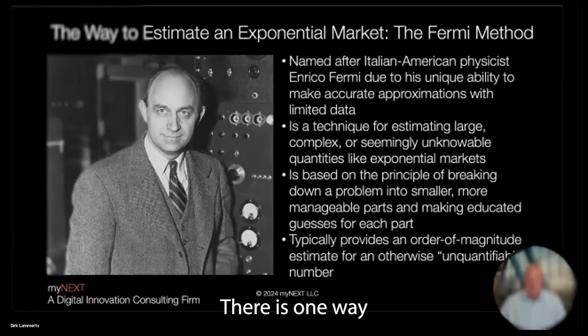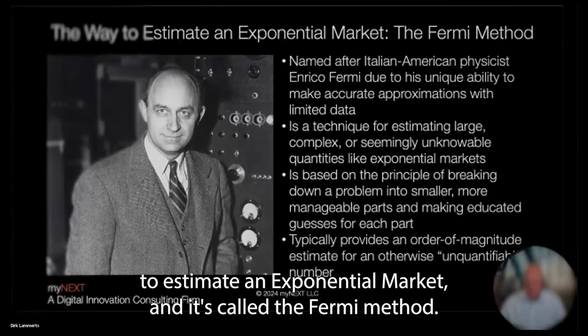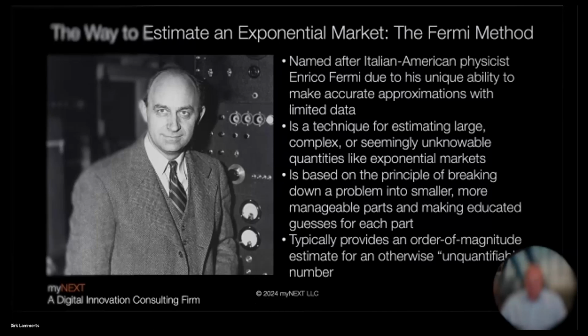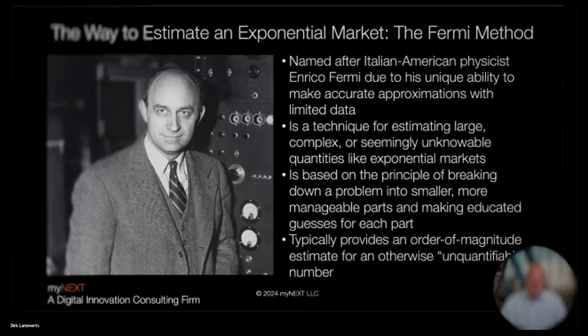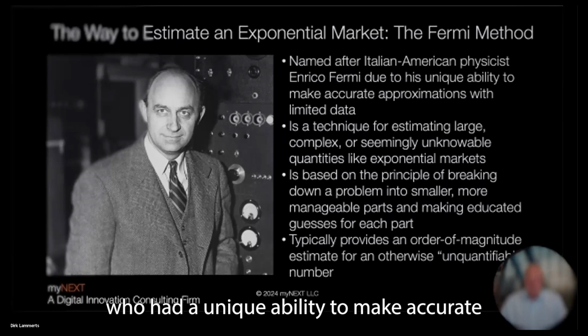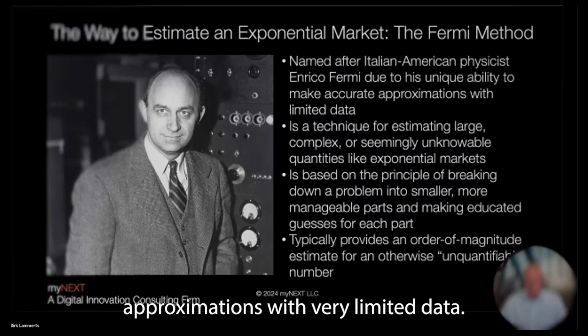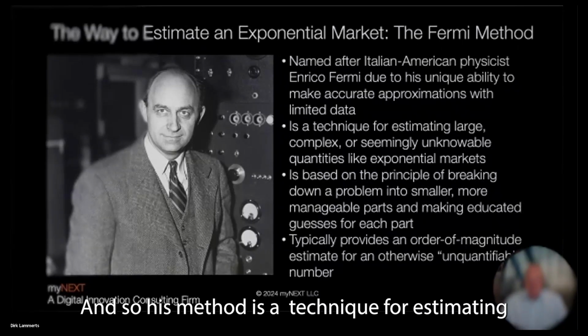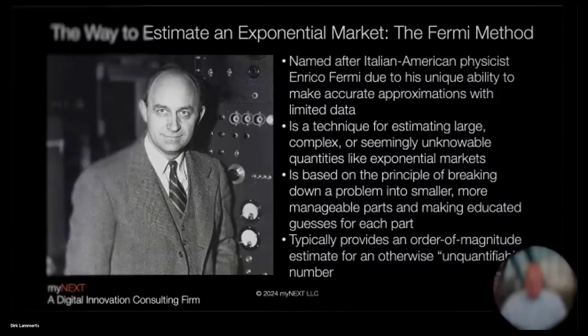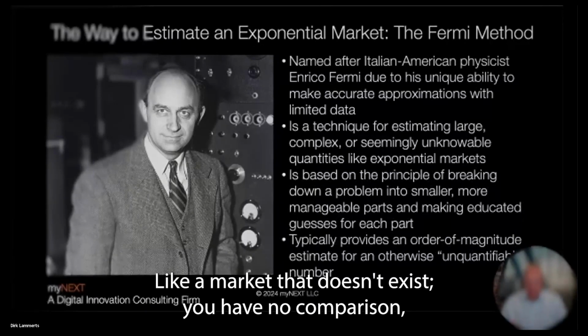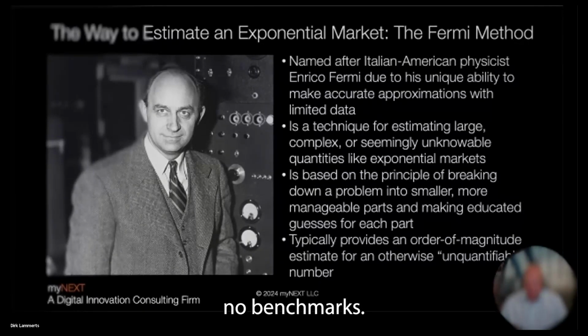There's one way to estimate an exponential market, and it's called the Fermi method. It is named after the Italian-American physicist Enrico Fermi, who had a unique ability to make accurate approximations with very limited data. His method is a technique for estimating large, complex, or seemingly unknowable quantities, like an exponential market, like a market that doesn't exist. You have no comparison, no benchmarks.